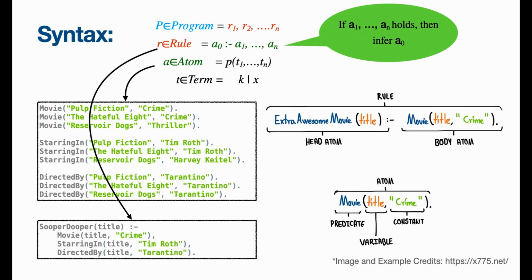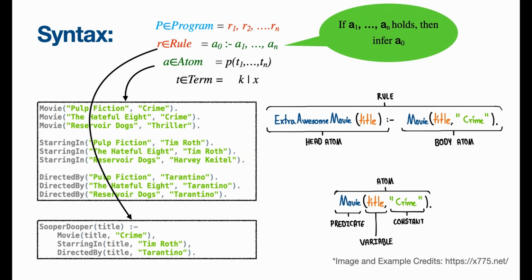So if you look at the pictorial picture on the right here, it's basically an implication from the right to left. You have the body, which is on the right, and if all the relations on the body side hold, then you infer the head atom, that is the atom on the left side.